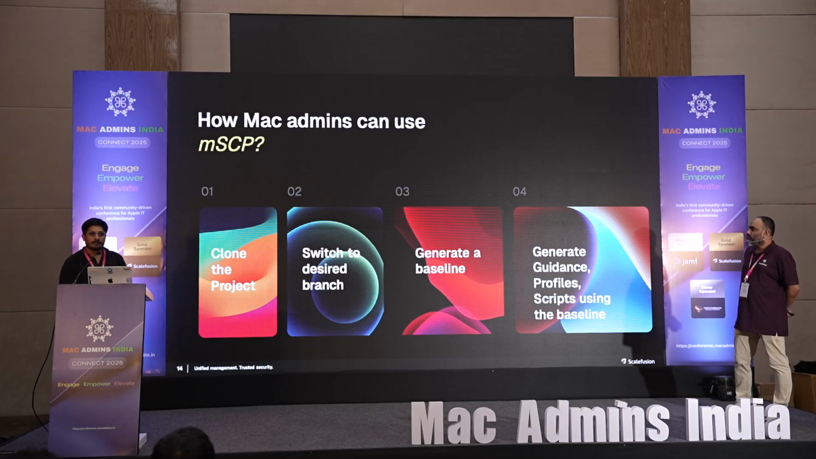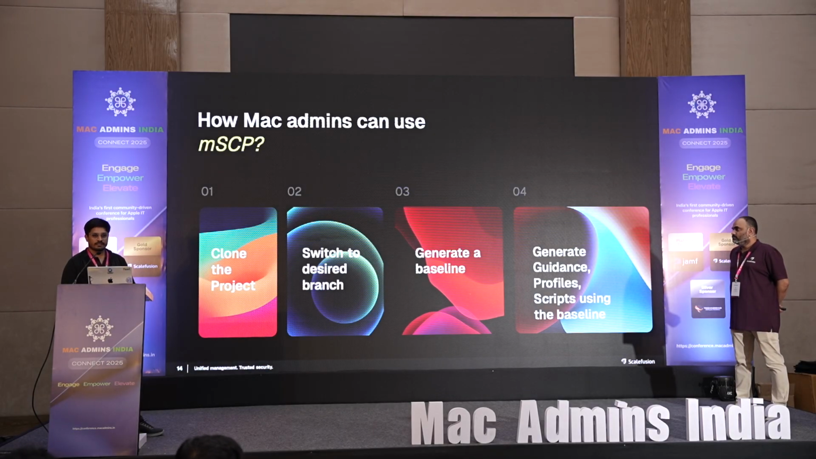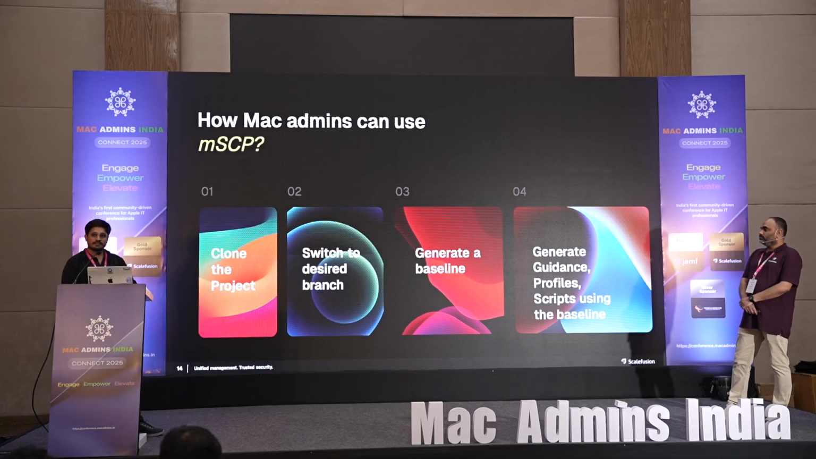Now, how can a Mac admin, without a solution at hand, if they want to use the GitHub project, what can they do? So it is really simple. You just need to clone the project, then switch to the desired branch, generate the baseline as in CIS level 1. And then using that baseline, create the guidance, the PDFs that are required, or the scripts and the profiles. And this script that gets generated is the compilation of all the rules that you selected. So you don't need to execute 96 scripts for 96 rules. It is just one script, one execution. So it's really simple. Please do try it out.